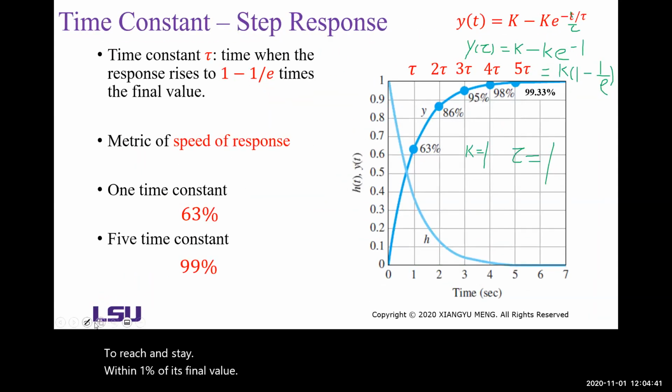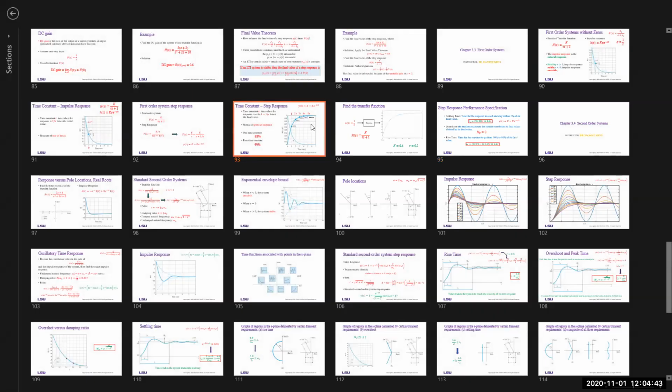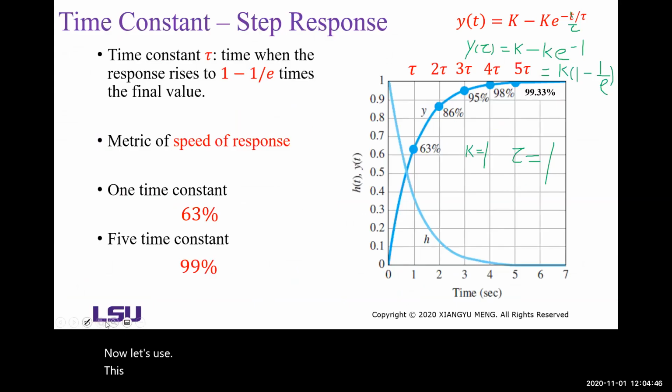Now let's use this as an example. It means the first time it reaches 99%, it's somewhere around here. It's 99% and stays within the 1%. So we know it's roughly between 4 time constants and 5 time constants.